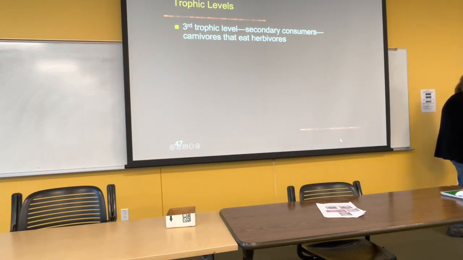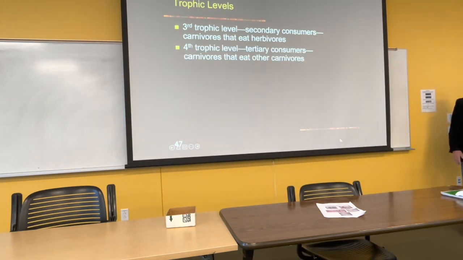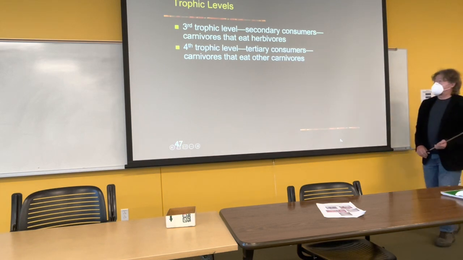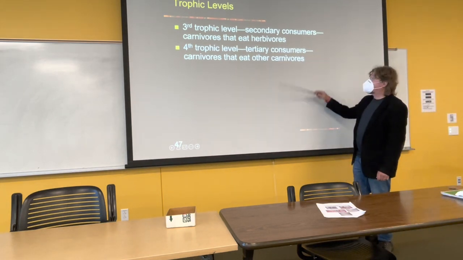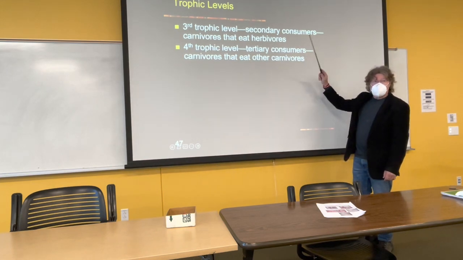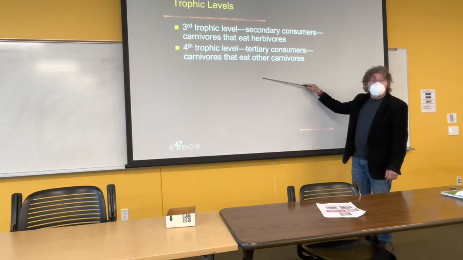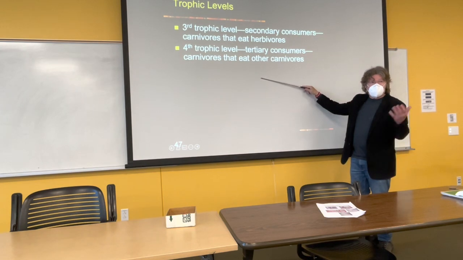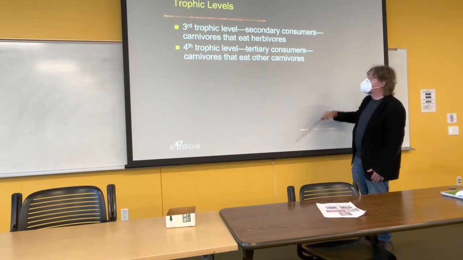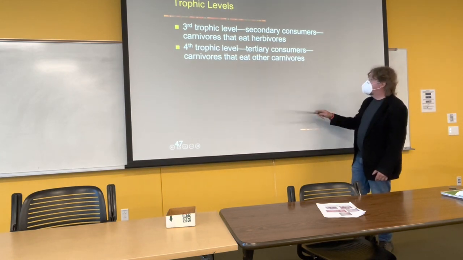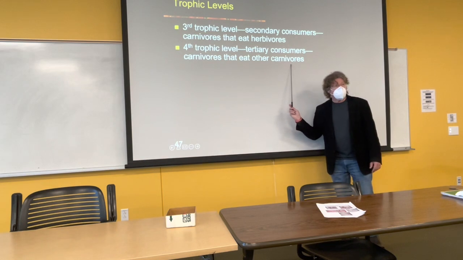And then there's also a fourth trophic level, which would be tertiary consumers, okay? Notice here that we have primary consumers, secondary consumers, tertiary consumers, but just producers at the first trophic level. There's no primary, there's no secondary, they're just producers. And so these are carnivores that would eat other carnivores, right?